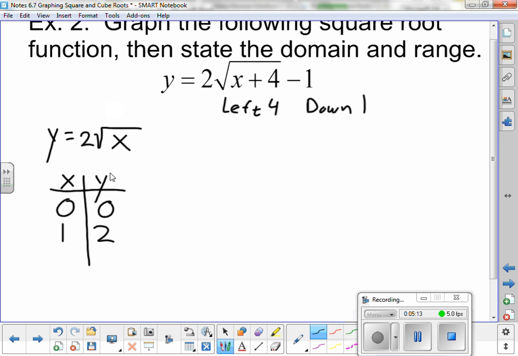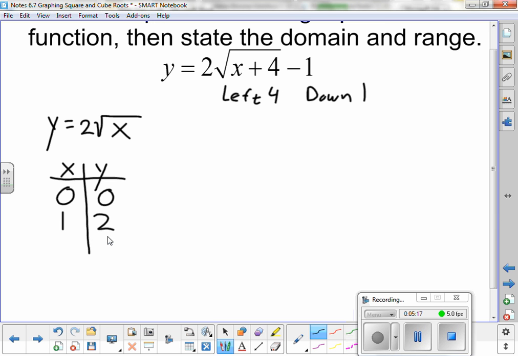So perfect square, 0 is a perfect square, 1 is a perfect square, 2 is not, 3 is not, 4 is a perfect square. So if you take the square root of 4, you get a 2, but then you've got to multiply that 2 by the outside, you get a 4. All right. So that is our graph without a shift. Now what we're going to do is apply the shifting afterwards. So now we're going to shift it.